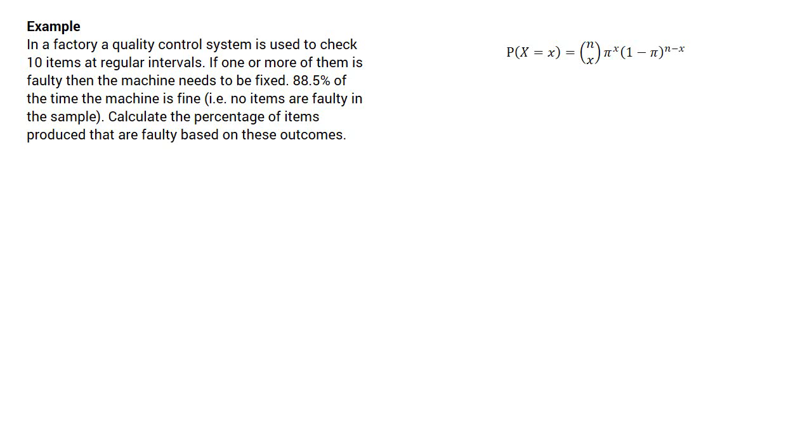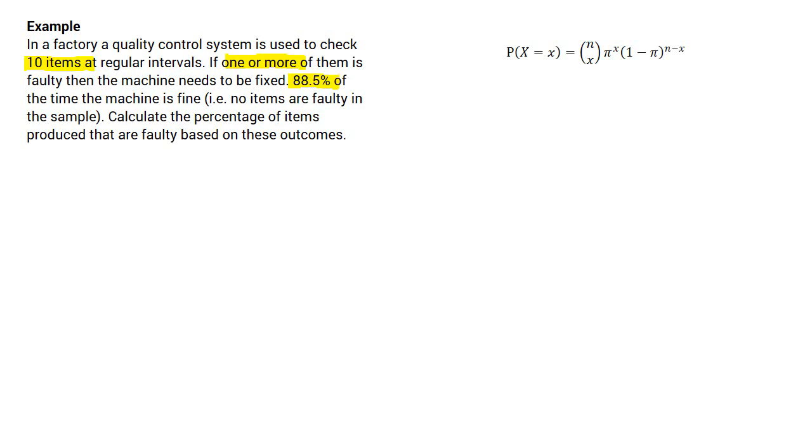In a factory, a quality control system is used to check 10 items at regular intervals. If one or more of them is faulty, then the machine needs to be fixed. 88.5% of the time the machine is fine, i.e. no items are faulty in the sample. Calculate the percentage of items produced that are faulty based on these outcomes.